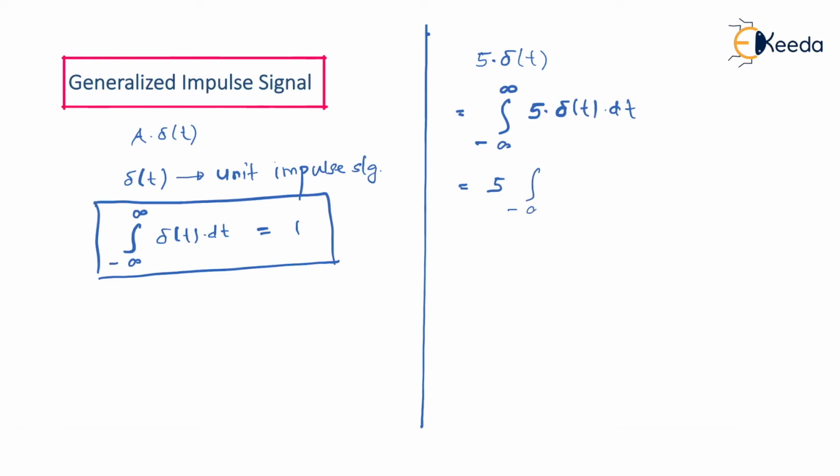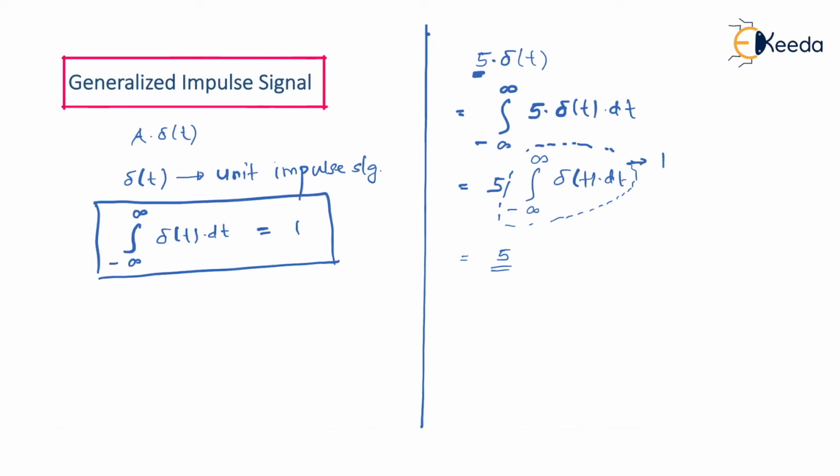So what we have over here left is the integral from minus infinity to infinity of del of t dt. And we have already studied that the area under the curve is always equal to 1 in case of a unit impulse signal. Therefore, this integration which I'm highlighting will give you a value equal to 1. Ultimately, you get the answer as 5. Moral of the story, when you have coefficient equal to 5, I can say that it is an impulse signal with area equal to 5.